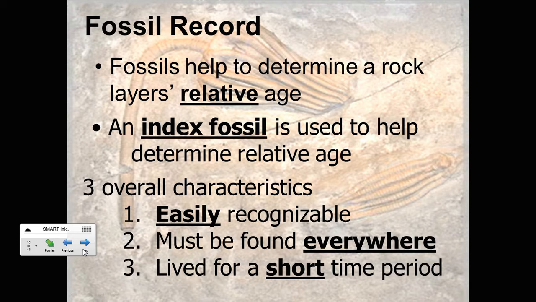If you find an index fossil in a certain layer, the index fossil is easily recognizable, so you know what it is. It must be found everywhere in the world, not just specific to one place. And this organism that provides the fossil must have lived for a short time period. Because if you find the organism in a layer, you want to be able to say, well, this layer must have happened between year such and such and year other such and such. Because you know that this organism that you just found in that layer only lived for that time period. So the organism must have died in that layer during the time period of which it lived.